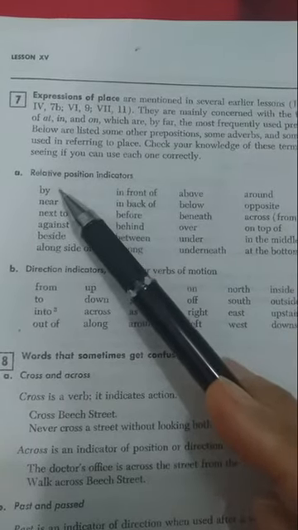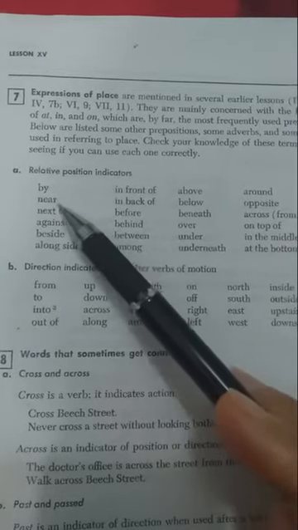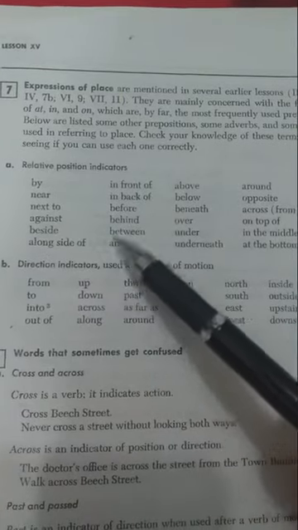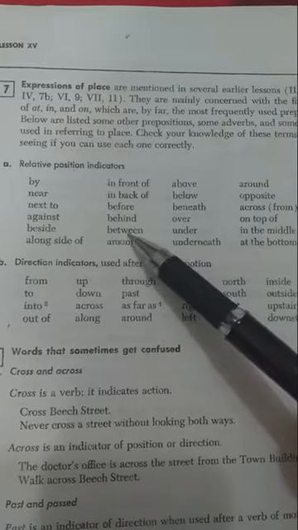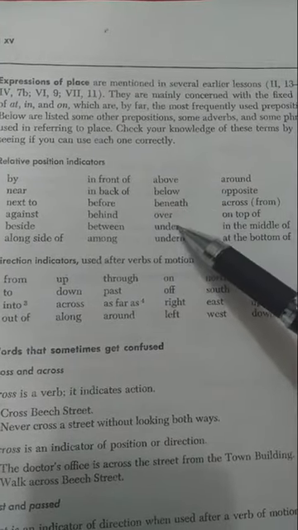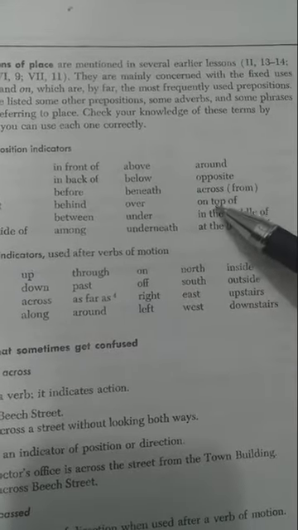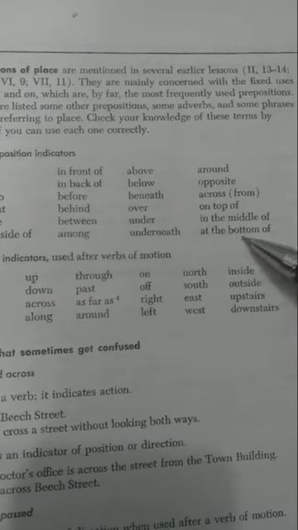As an example for those that indicate position, here we have by, near, next to, against, beside, alongside of, in front of, in back of, before, behind, between, among, above, below, beneath, over, under, underneath, around, opposite, across, on top of, in the middle of, at the bottom of.